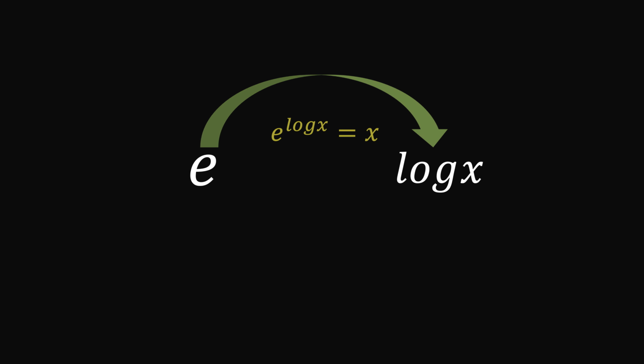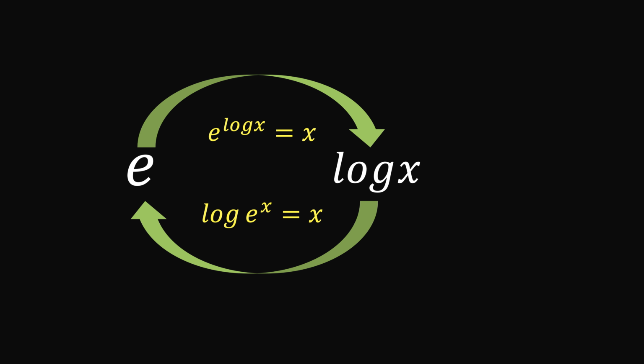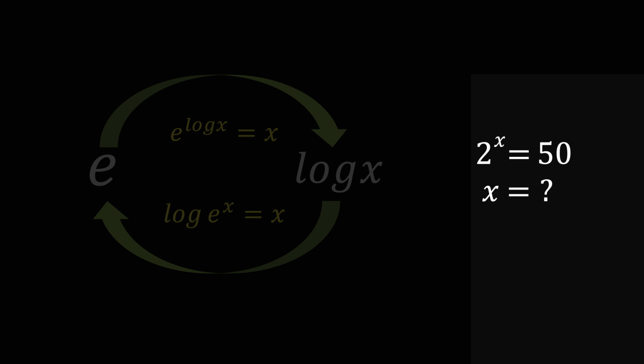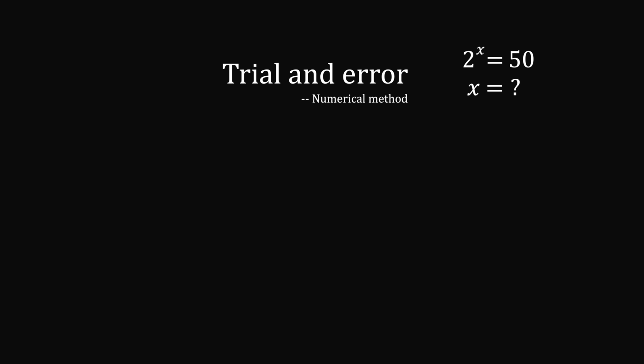In this video, I will talk about the relationship between e and log, and how to use this relationship to solve a general exponential problem such as 2 to the power of what gives you 50. A straightforward method is the trial and error method. It's called numerical method because there is no general rule of solving. You just start with a guess. Say we start with a guess of x be 5.